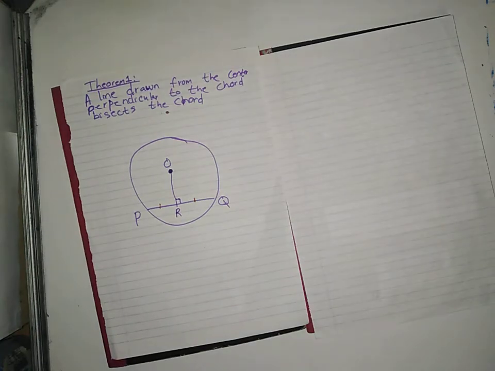So it says that if you have a line that is drawn from a center and then that line is perpendicular to the chord, then that line bisects the chord. All right.